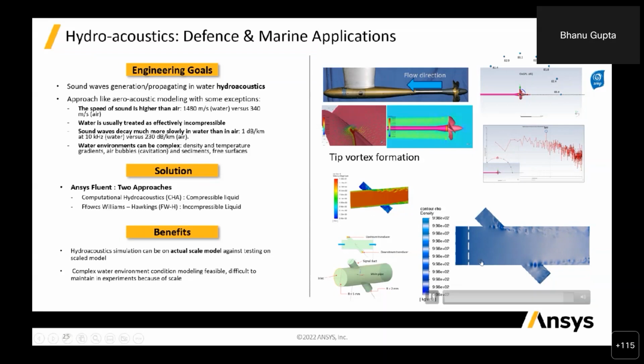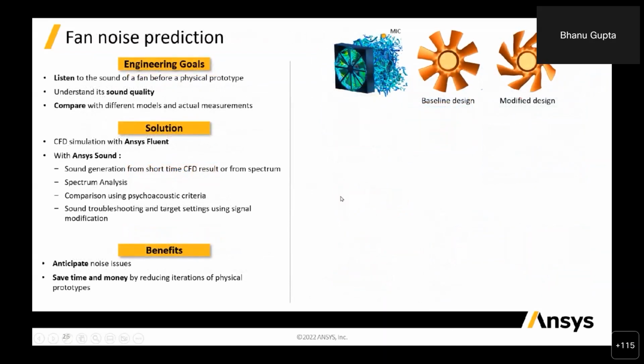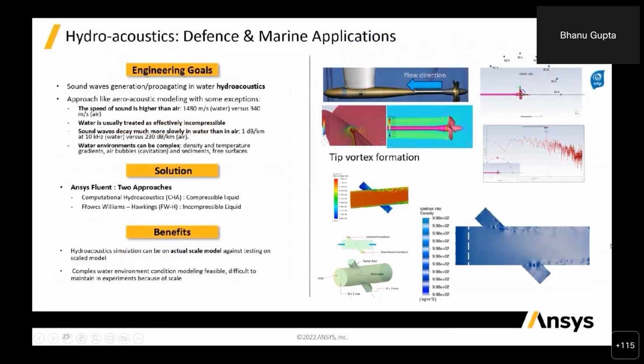Now, what is the advantage of CAE versus experimental data for underwater? Usually the testing in the case of underwater is on scaled models because you cannot have the complete environment, and the complex variation of properties is not feasible in testing. Hence CAE becomes a very important part in these types of applications also.